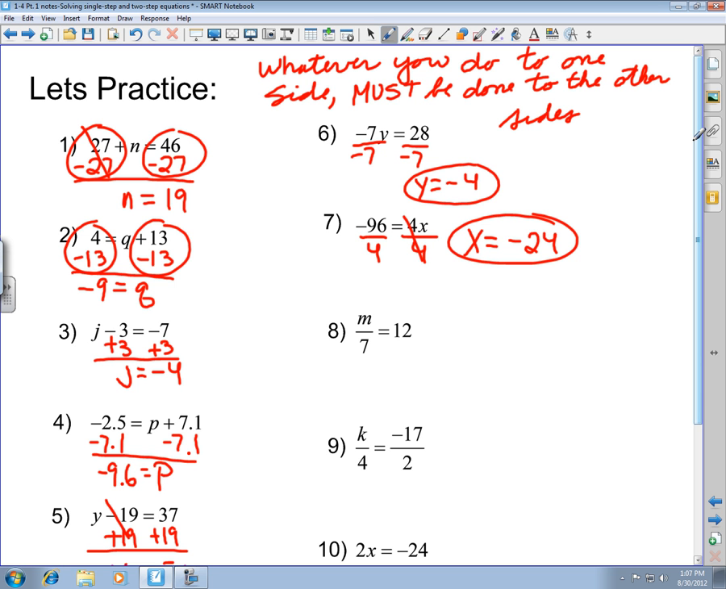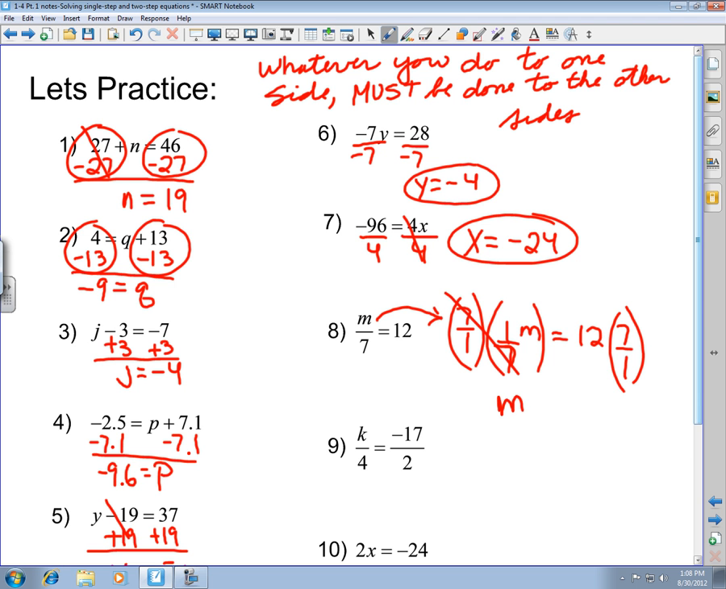So really what I have here is 1/7 times m equals 12. To get rid of this 7 down here in the denominator, I'm going to simply multiply both sides by its reciprocal. So I'm going to multiply by 7 over 1. These 7s cancel, and I've got m equals 84.